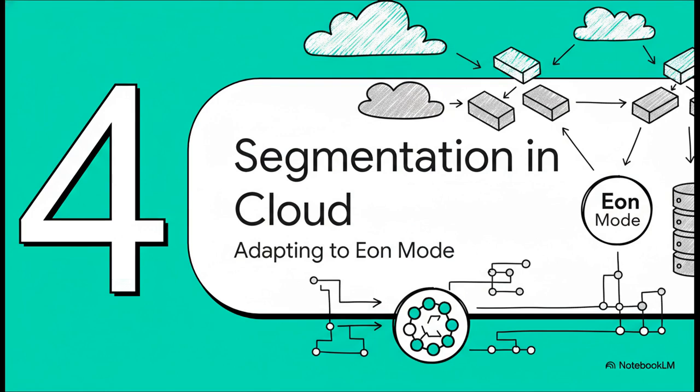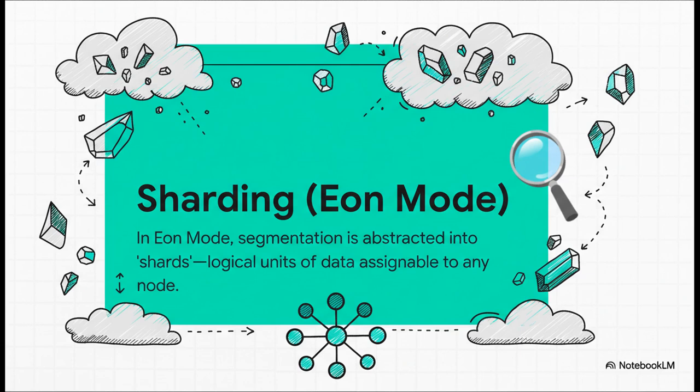Okay, so we've covered the fundamentals of segmentation and fault tolerance. Now let's see how these same principles adapt to the cloud in Vertica's modern cloud-native architecture, which is called Eon mode. In the cloud, the terminology just changes a little bit. Instead of segments, we start talking about shards. But don't let that new word fool you.